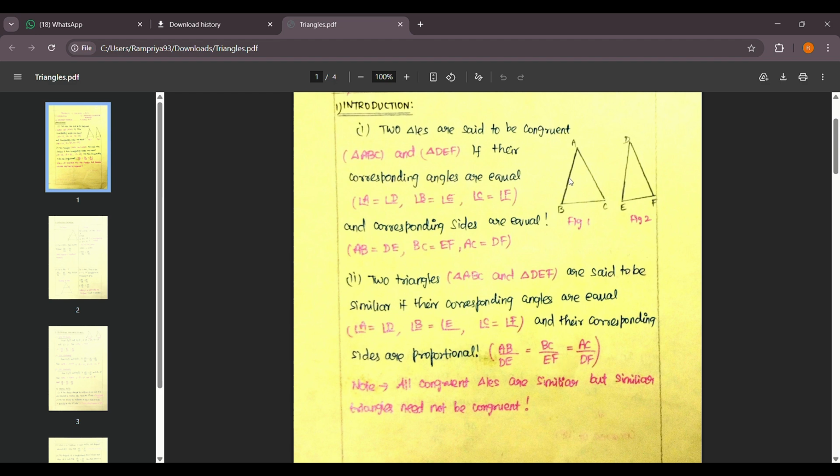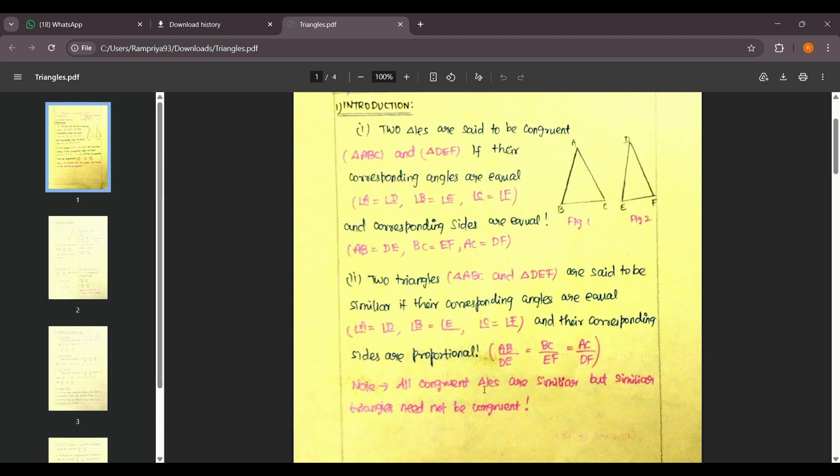For example, AB can be 1, DE can be 2. What is the ratio? 1 by 2, half. Remember this. BC can be 2, EF can be 4. 2 by 4, half. AC can be 3, DF can be 6. If you divide again, you get half, 3 by 6. Like that, the ratio should be the same. So you have to remember this.